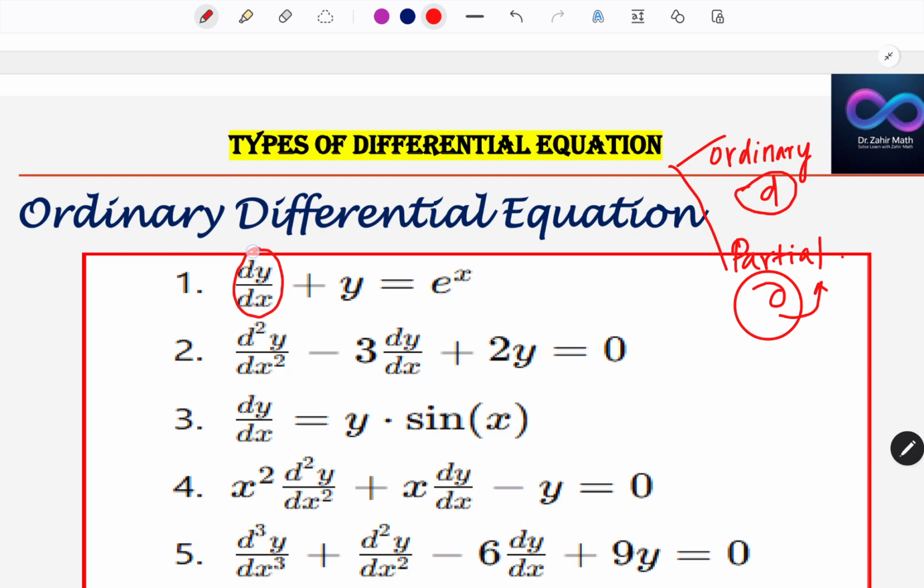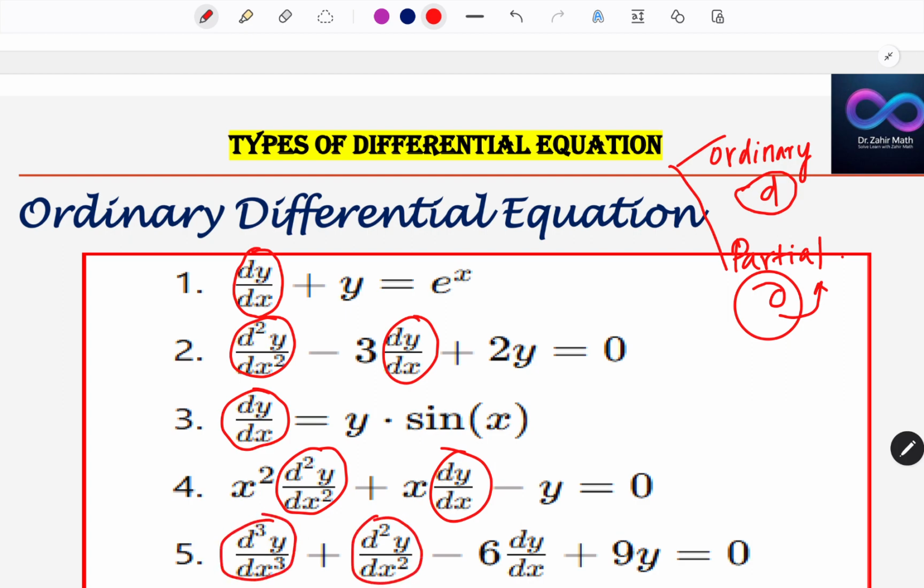dy by dx, so this is an ordinary differential equation. d square y by dx square and dy by dx, ordinary differential equation. d cube y by dx cube, d square y by dx square and dy by dx, ordinary differential equation. In short, they will write ordinary differential equation as ODE. So this is an ODE, this is an ODE, and this is an ODE, and this is also an ODE, ordinary differential equation. I hope ordinary differential equation is clear.